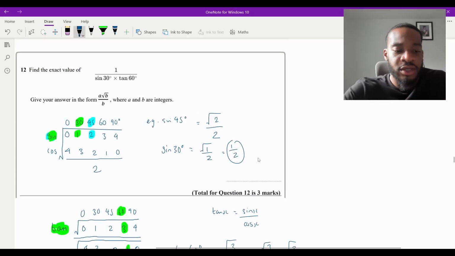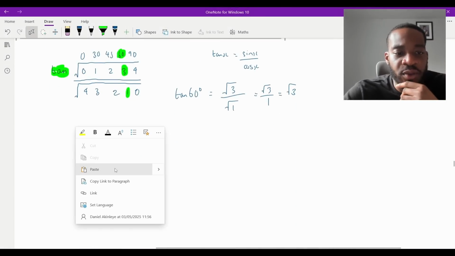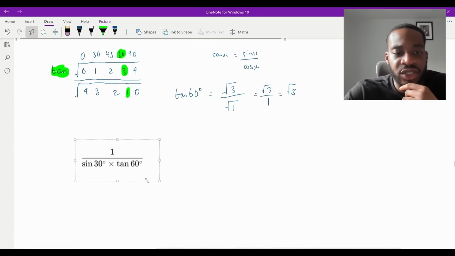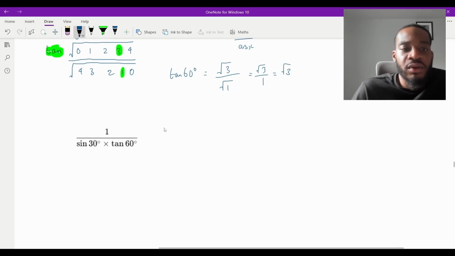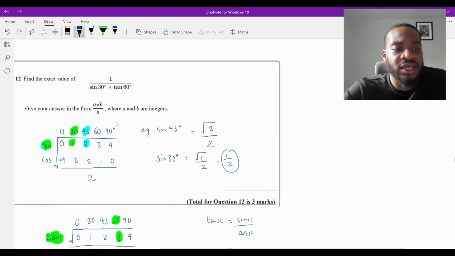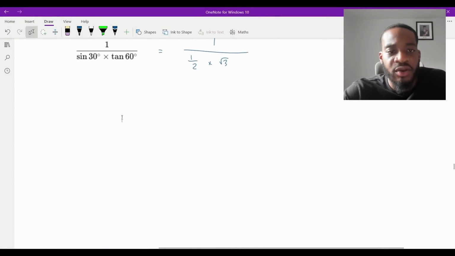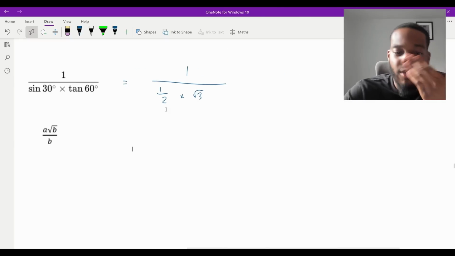Now let's actually answer the question. So let me get the question again. It's 1 over sine 30 times tan 60. We now know what sine 30 and tan 60 is. So I'll put this here. So that way we can say that this is just equal to 1 over, sine 30 was 1/2, and tan 60 is root 3. So we are here. Now there's a certain form that they want it in, isn't it? They said give your answer in the form of a root b over b. So if I look at this here and I compare this, well, what can I do first? Let me just put this here just so we have it as a reference. Whenever you're doing a show that question or you're trying to write something in a specific form, always have it as a reference so you know what you need to work with.